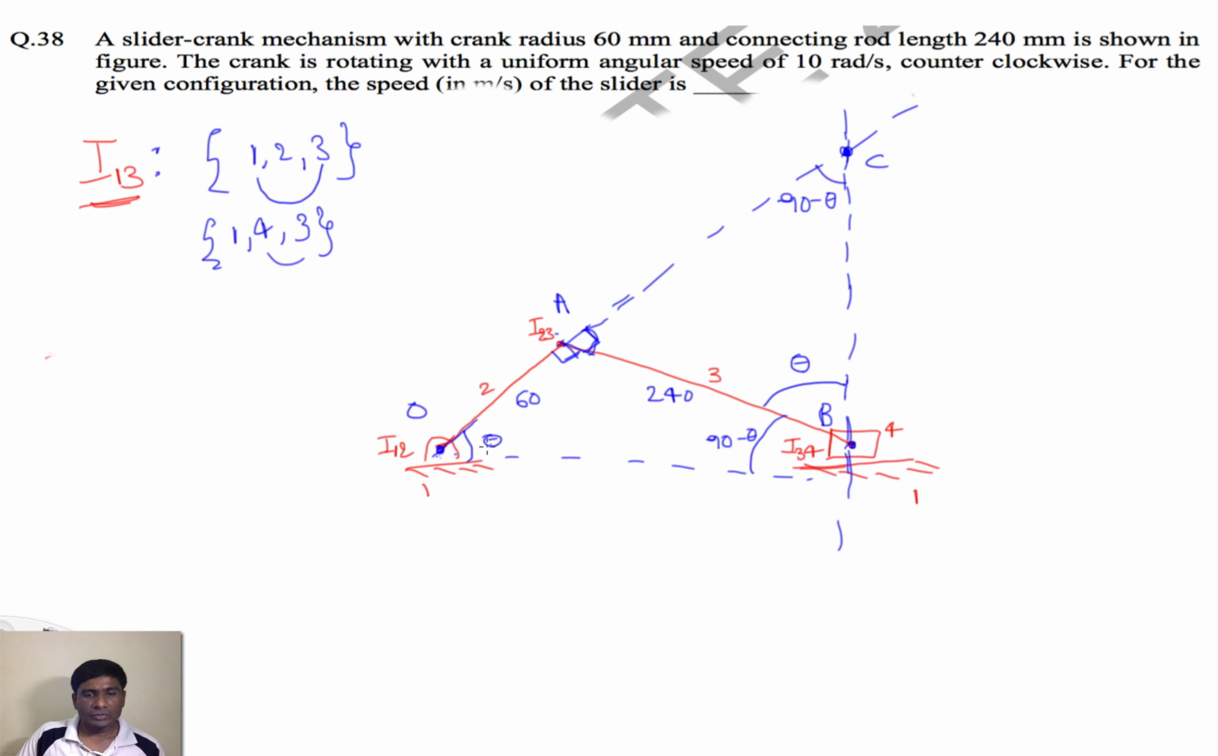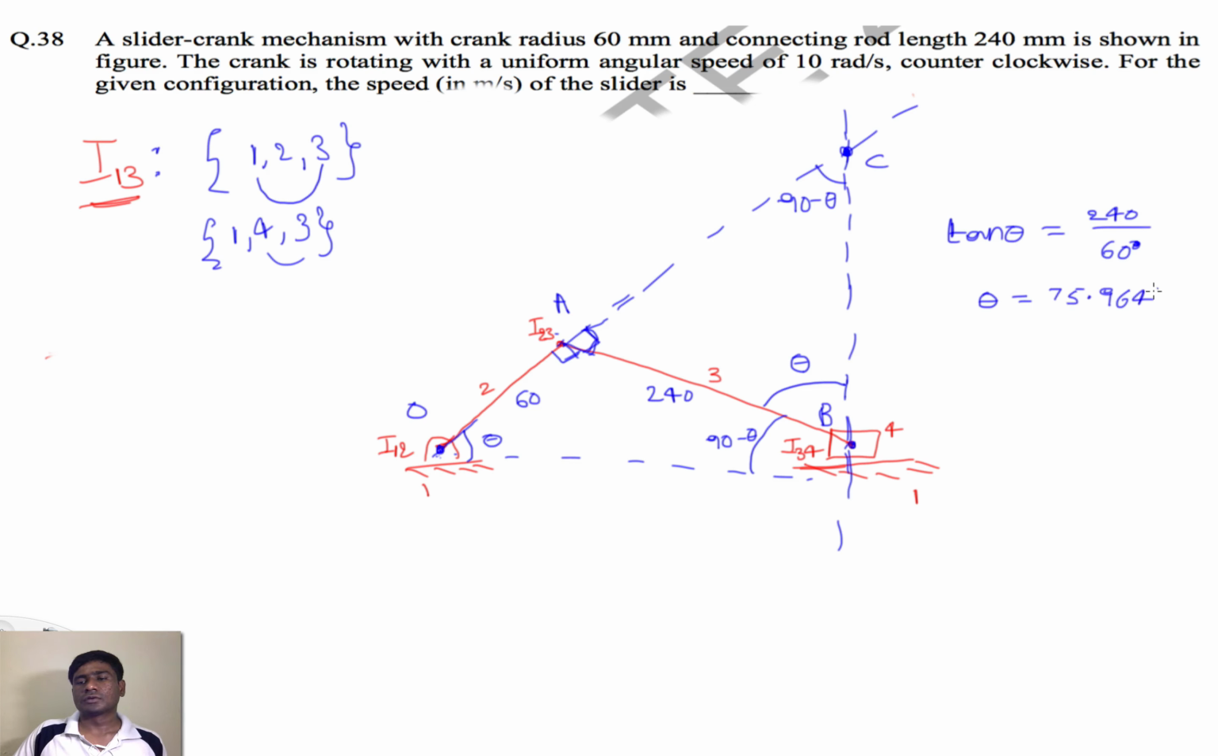So from this triangle, what is the value of theta? Tan theta equal to 240 by 60. Theta will come approximately as 75.964 degrees.